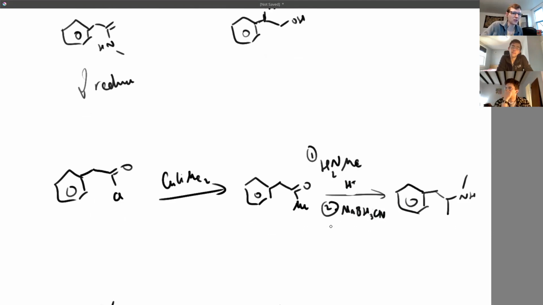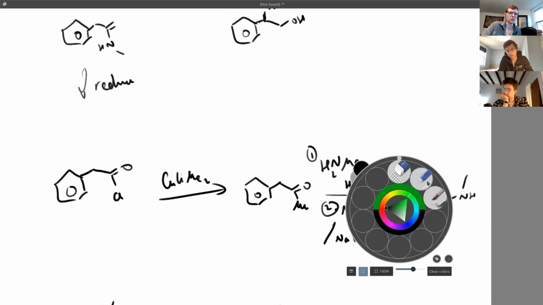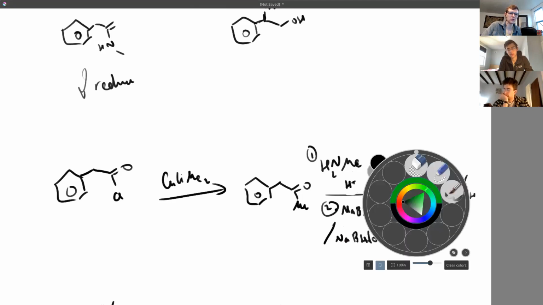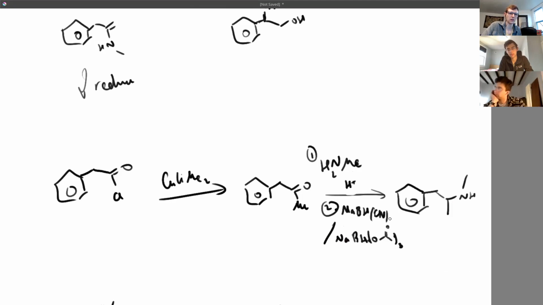I think the other one is sodium. I have NaBH and then 3 OAc. Yeah. Sorry, go ahead. In this case, it's probably 3 cyano groups, I'd bet. But I can't remember exactly.